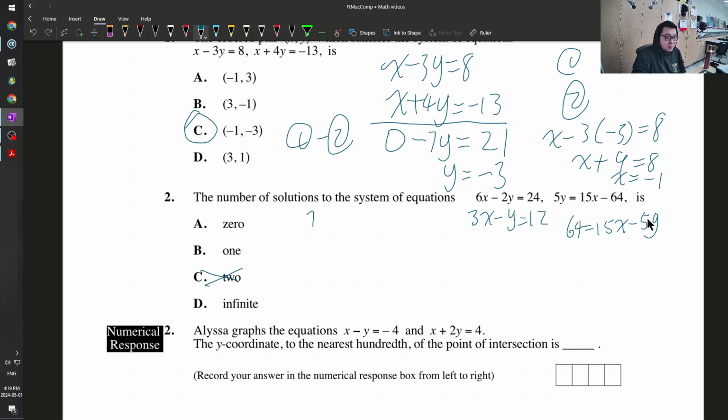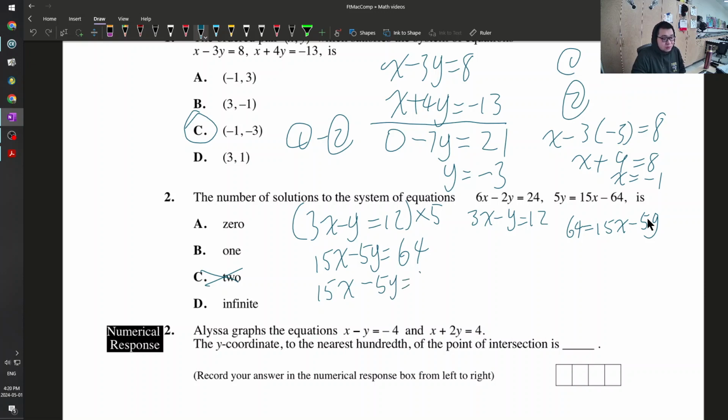So let's line them up. 3x minus y is equal to 12. 15x minus 5y is equal to 64. Let's multiply the first one by 5. We get 15x minus 5y is equal to 60. Now we do a subtraction and we try to eliminate these. We get 0x minus 0y is equal to 4. So 0 is equal to 4. This is obviously impossible. Therefore, there are 0 solutions.